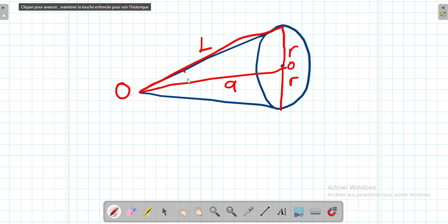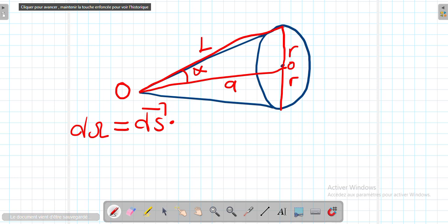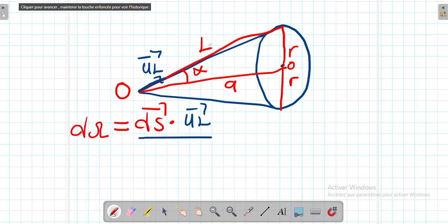We're going to call this R because it's a radius, of course. Then you're going to call this angle alpha. By definition, the solid angle is dS as a vector dotted with a unit vector. This length L, you're going to attach a unit vector to it, and we're going to call it unit vector L. It's a unit vector. Then over L squared.